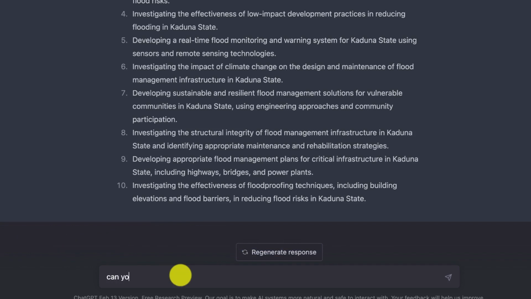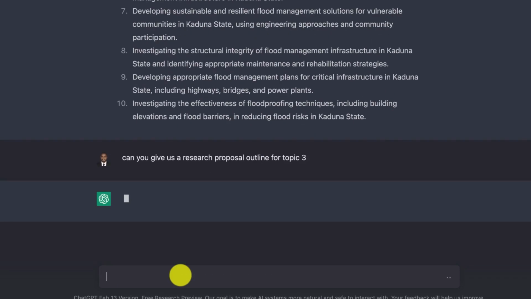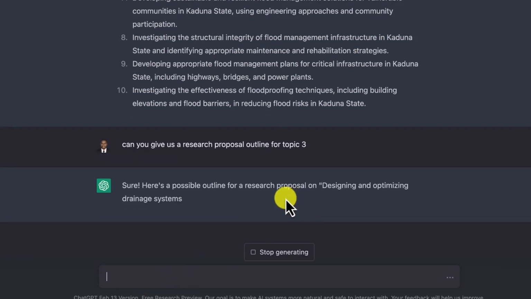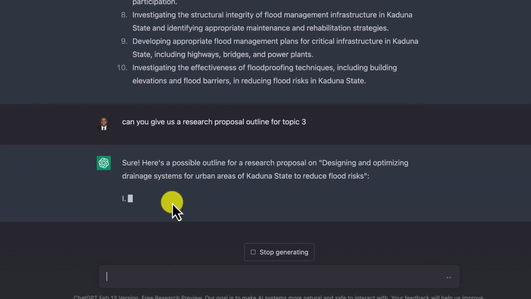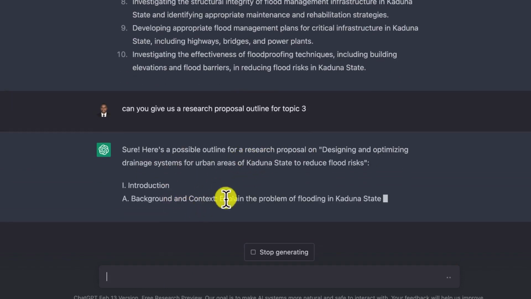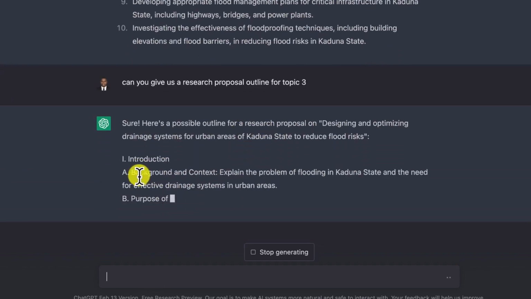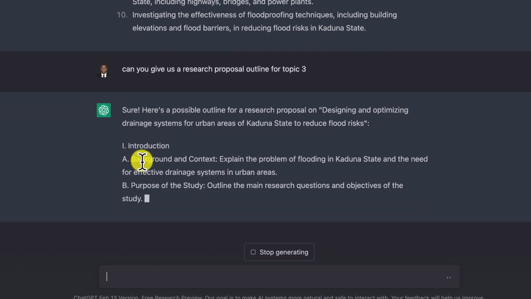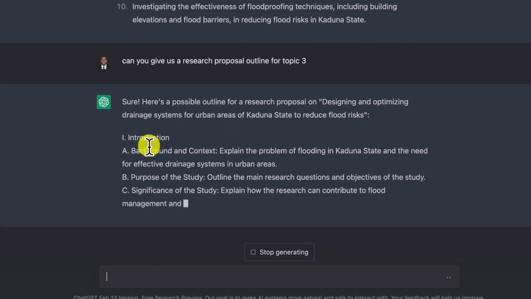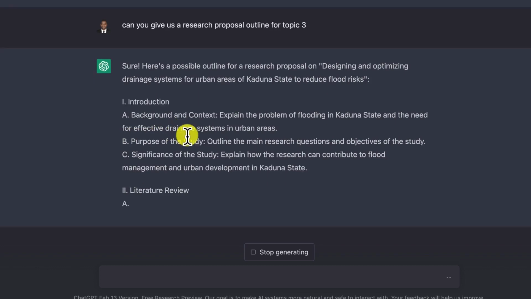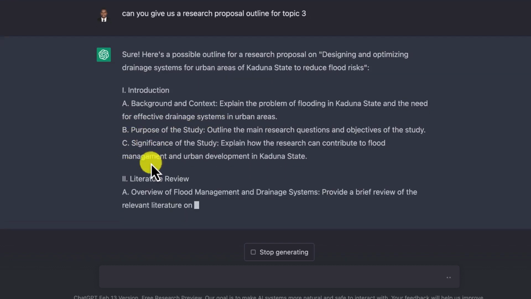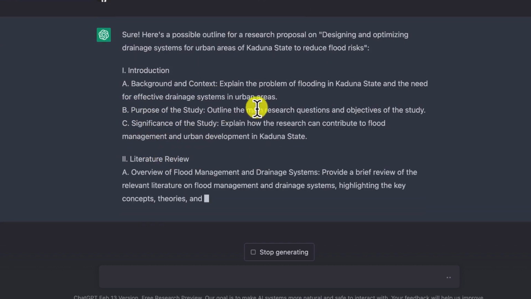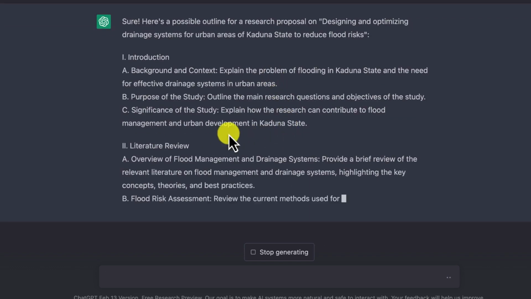So can you give us a research proposal outline for topic 3, designing and optimizing this? You can just say it for topic 3 and it will automatically know that this is the topic you're talking about. We're talking about designing and optimizing drainage system for urban areas of Kaduna State to reduce flood risks. So you can see this is the outline it is giving you. It is going to be an introduction, which will cover background and context, purpose of the study, significance of the study, and then it gives you details about what you're going to cover.